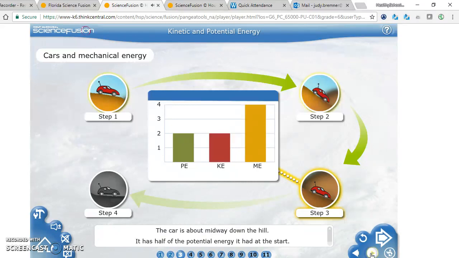The car is about midway down the hill. It has half of the potential energy that it had at the start. All of that potential energy has been transformed into kinetic energy. So the car has equal amounts of kinetic and potential energy. Mechanical energy has not changed.